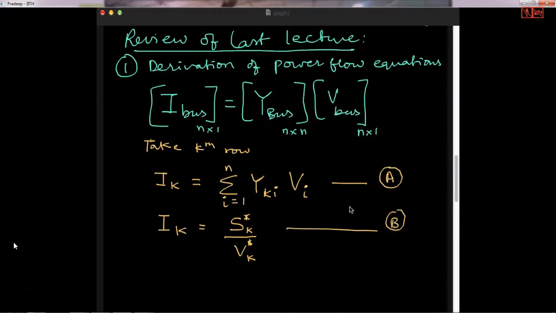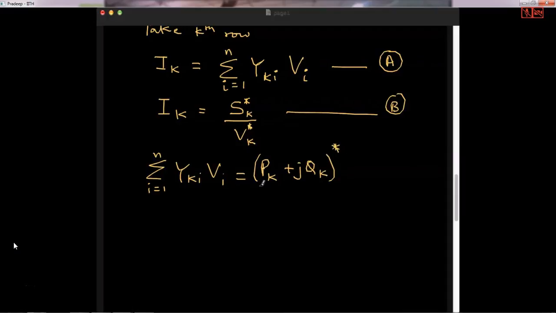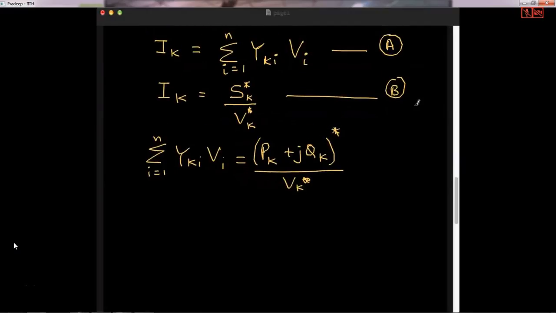So now you equated these two equations, then what you got was something like this. So you got summation yki vi, i equal to 1 to n is equal to sk. So this sk I will write it as simply pk plus jqk with conjugate and divided by vk conjugate. Now what is the next step? So just by equating A and B. So repeat it. So what is the next step?